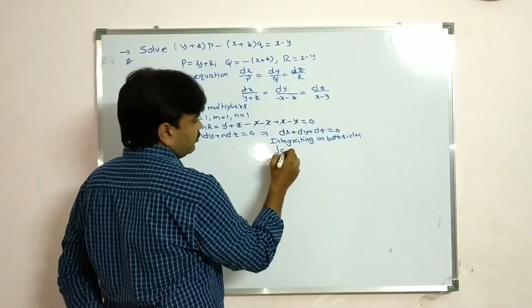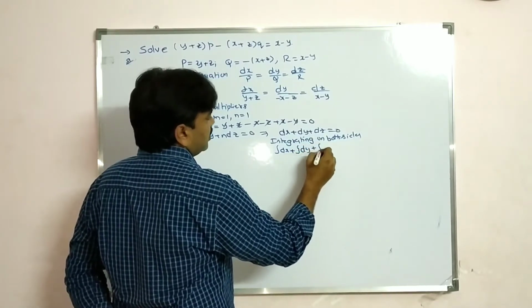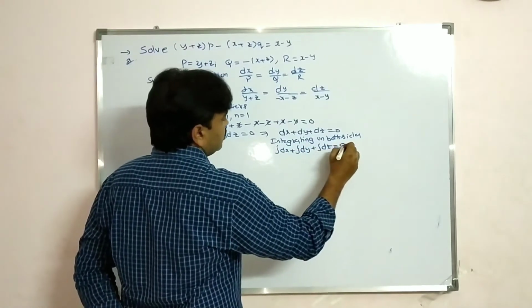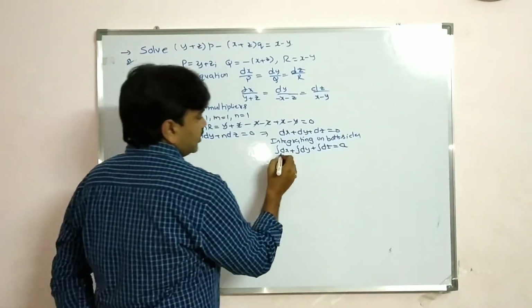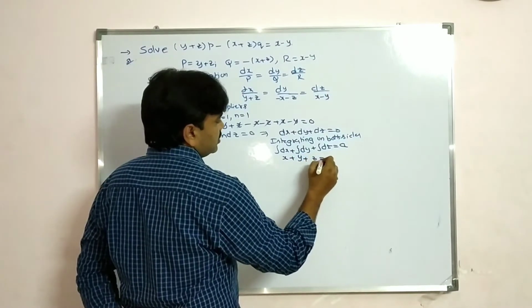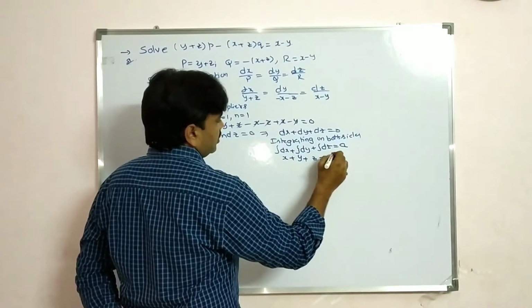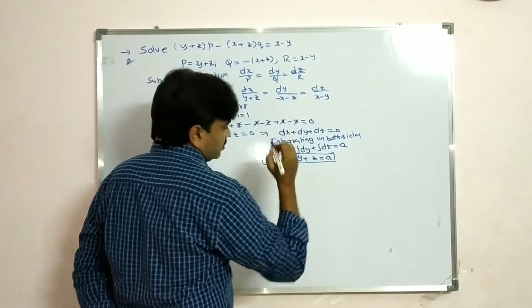We get here integral of dx plus integral of dy plus integral of dz, that is equal to, say, a, students. Now integral of dx is x plus integral of dy is y plus integral of dz is z, students. So that is equal to a. Say this is u, students. This is the first solution.